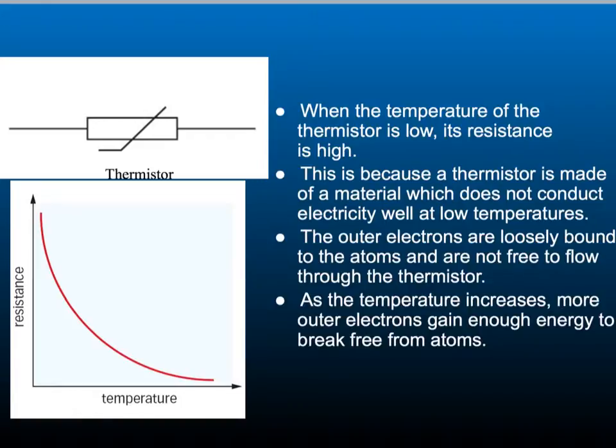As the temperature increases, more outer electrons gain enough energy to break free from the atoms. And again, it's the electrons that are flowing around that are the current. So if we have more of those electrons, we've got a bigger current and less resistance. The graph of temperature and resistance is the same shape as with the LDR. We've got a high resistance at low temperatures and a low resistance at high temperatures.